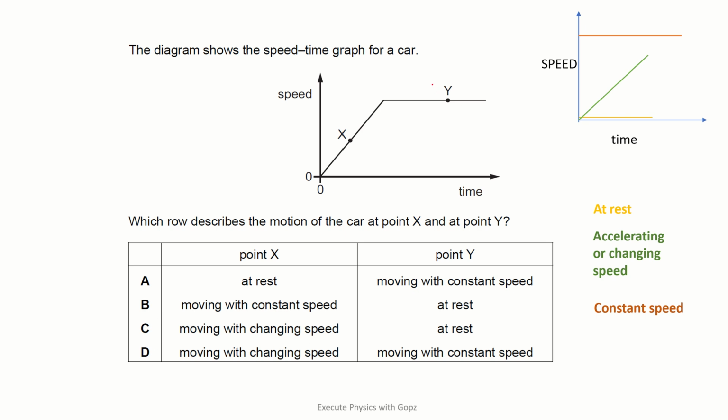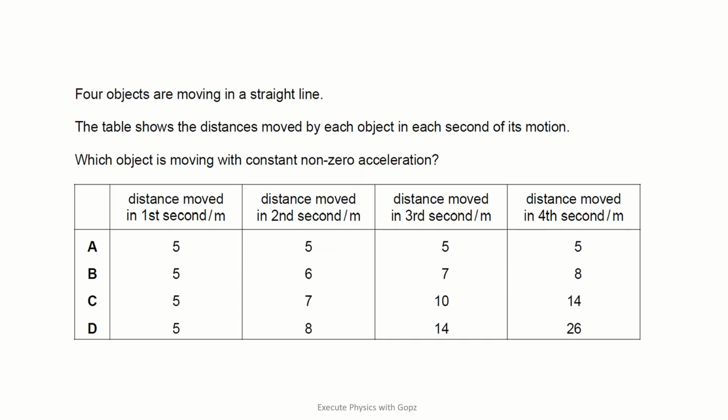Now what about Y? It is moving with a constant speed. So C says point Y is at rest. So no, it is not. It's the wrong answer. Then what about this, moving with a constant speed? So the correct answer is option D. Hope you have understood it. Now moving to the next question.